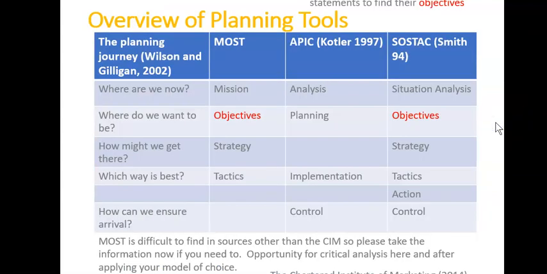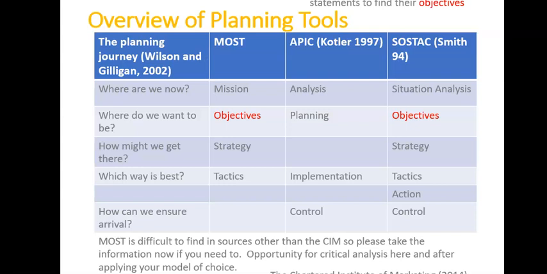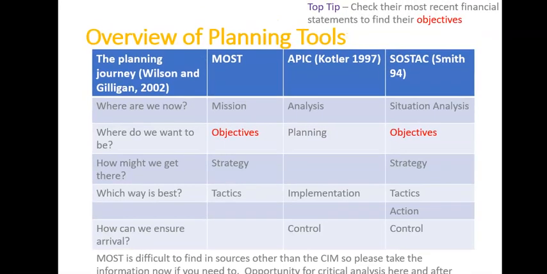So this just gives an overview as to the three tools that I've just talked about, or frameworks. The issue with MOST is that we don't have a control process. So although it's good, it doesn't look afterwards as to whether we've achieved it or not. With situation analysis, I'd say the hardest bit is the action bit, which is looking at who's actually going to do it, because you probably won't be able to find that out. So you might have to make some assumptions or recommendations there.